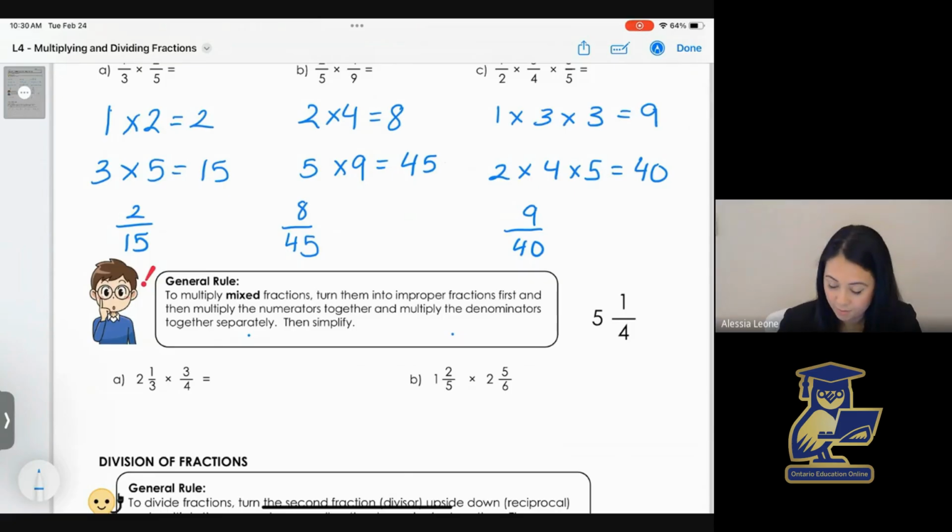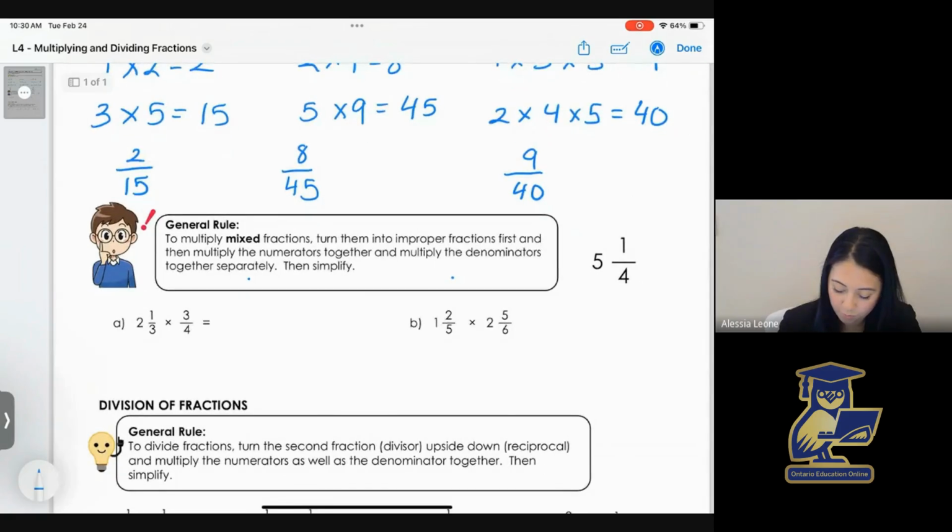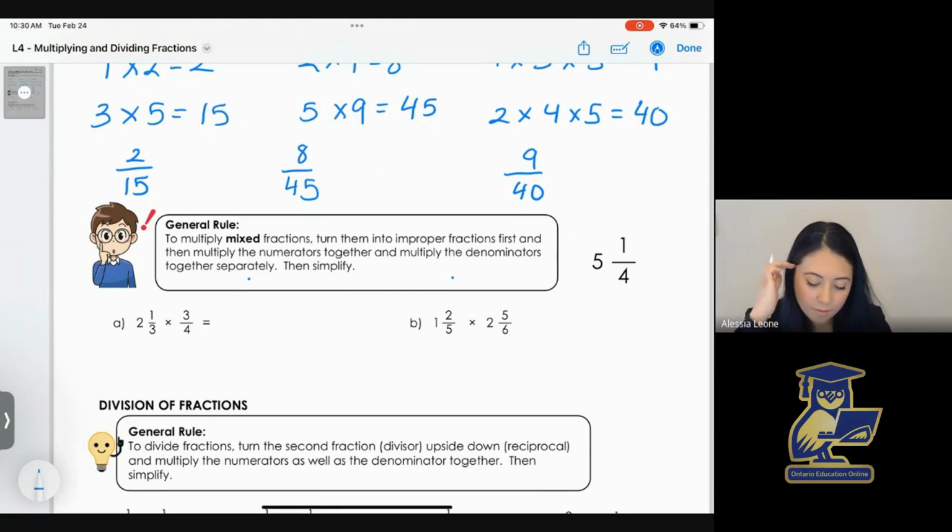In that box where it says general rule, we can read that together. To multiply mixed fractions, turn them into improper fractions first, and then multiply the numerators together and multiply the denominators together separately, and then simplify. So here we have a mixed fraction, the 2 with the 1 over 3. That's our mixed fraction times a fraction, 3 over 4.